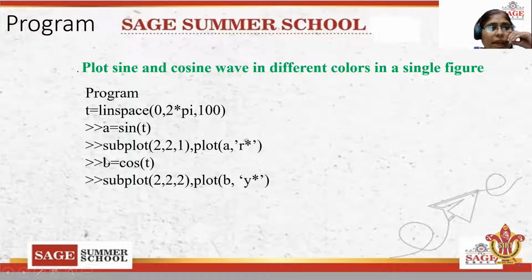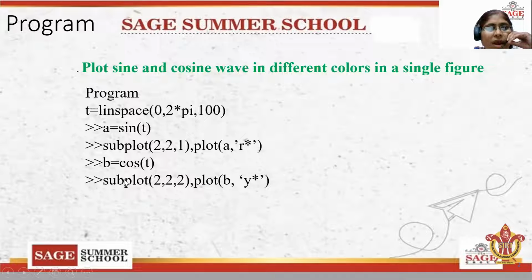This a and b are variables, and you can take any variable, like x, y, z, or b, c, d, e, f, g, h. So here I take b as the variable, so b equal to cosine of t. This cos command will calculate the value for the cos, and t within parentheses is written for the different values of t. Here the different values are 100 values. So this command will calculate the cosine value for 100 values of t.